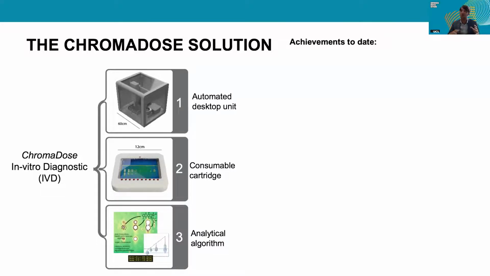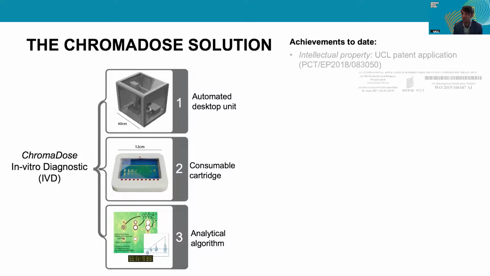We are now trying to turn this principle into a functioning device that can be used on the wall. So this would need to be housed in an automated desktop unit. We would need to do this kind of chemistry in a safe fashion, so we need to have this in a cartridge that is completely sealed. And then we need to have smart analytical algorithms to be extremely precise based on those images that we acquire.